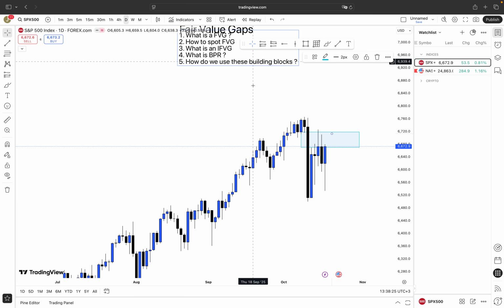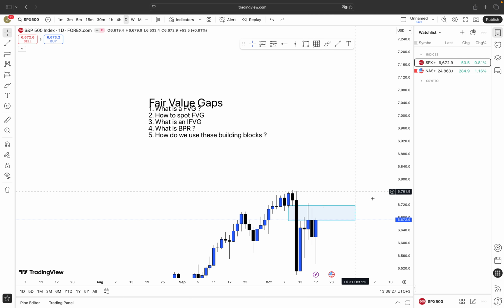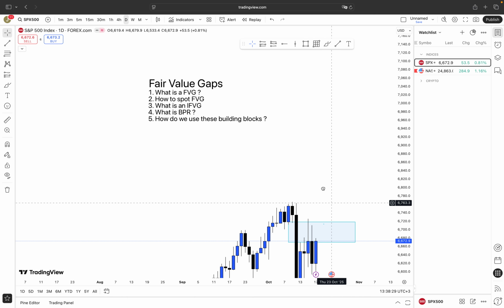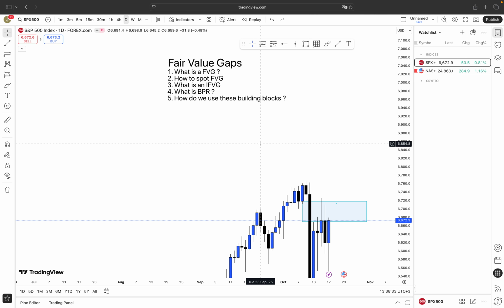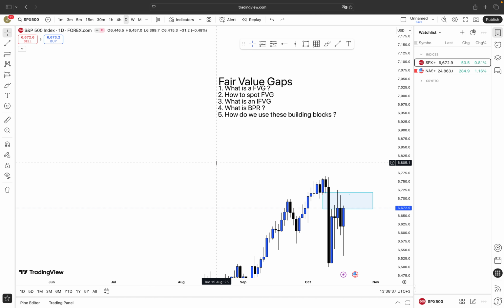All right. So now let's talk about how you can spot fair value gaps. You've seen in this example that I drew in a fair value gap. So there are basically two types of fair value gaps: bullish fair value gaps and bearish fair value gaps.